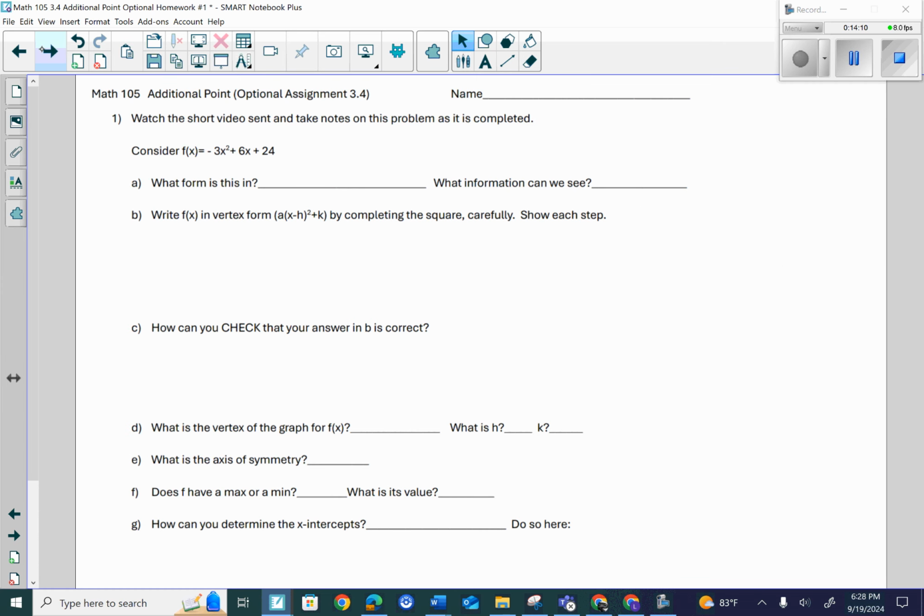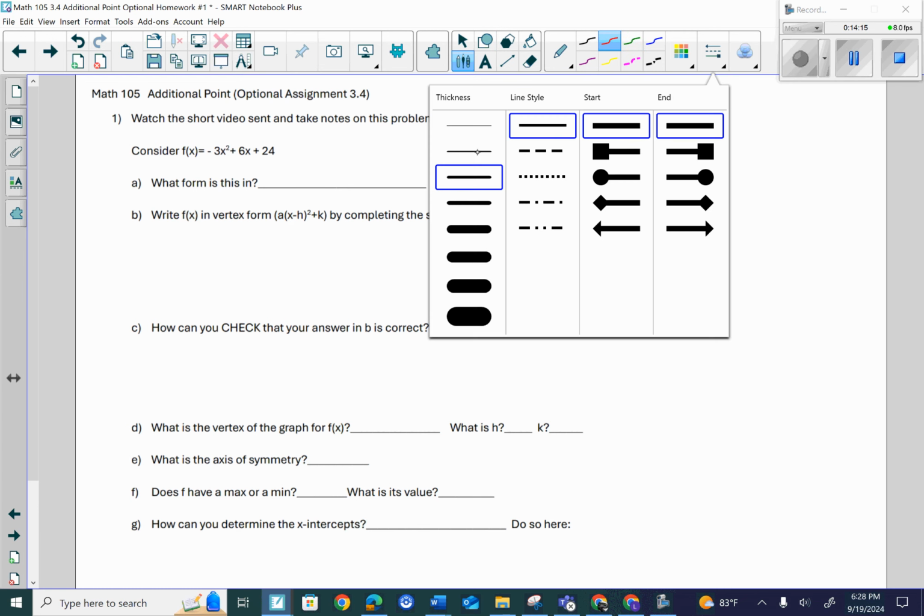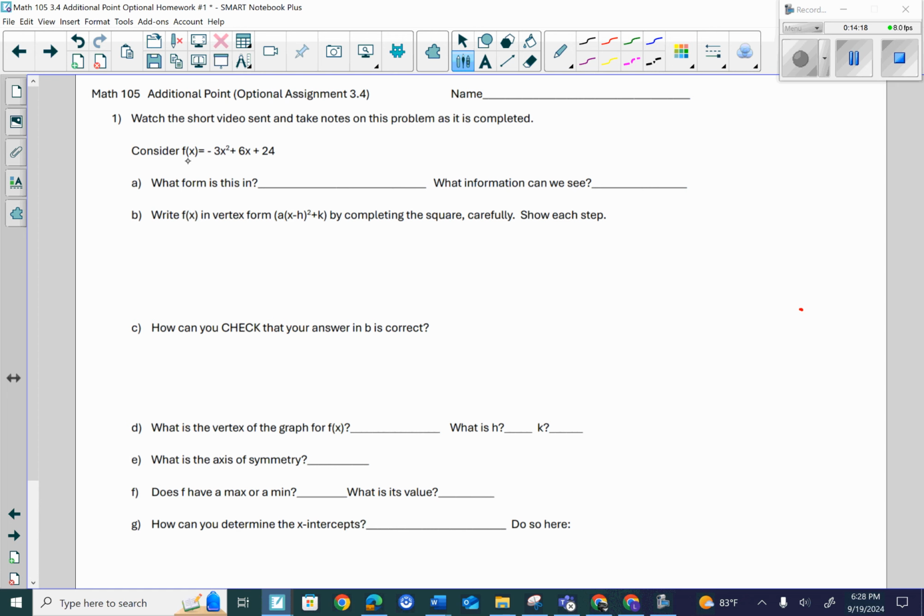So let us review how to complete the square on this particular quadratic function, which is written in standard form. Since it's in standard form, we can see that if x was 0, we'd get out 24, and that is the y-intercept. All right. So now we're going to try to put this in vertex form, showing each step.